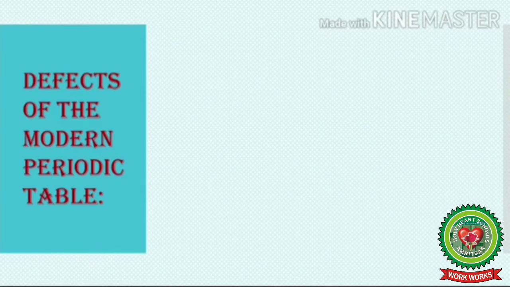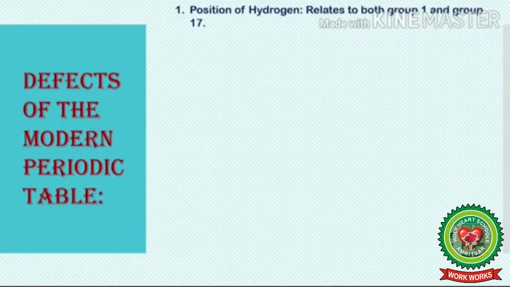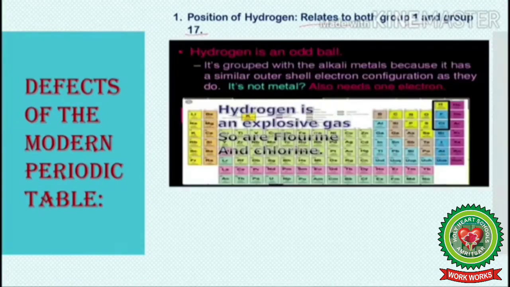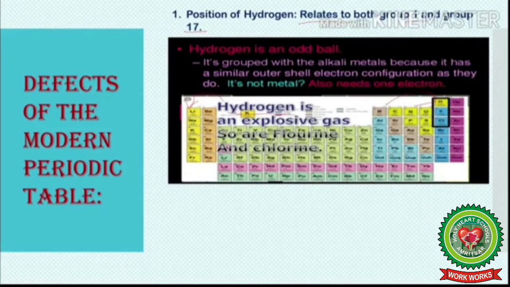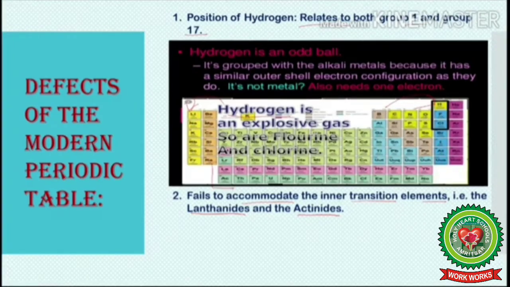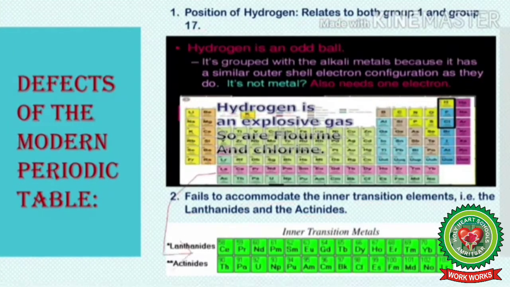Next are the defects of the modern periodic table. First is the position of hydrogen. Hydrogen relates to both group 1 and group 17. Hydrogen resembles in properties the alkali metals as well as halogens. Secondly, the modern periodic table fails to accommodate the inner transition elements, that is lanthanides and actinides, in the periodic table itself. They have been placed below the periodic table in separate rows.